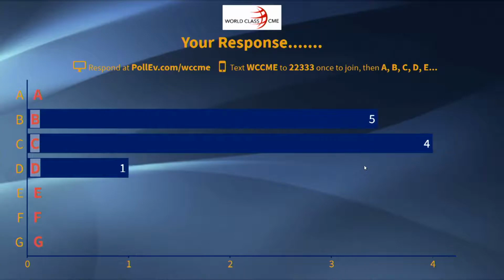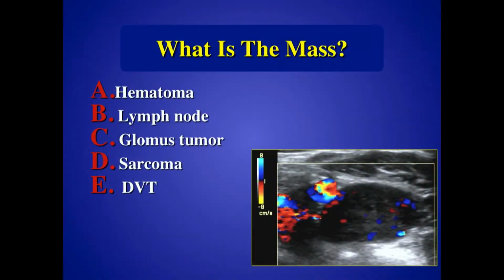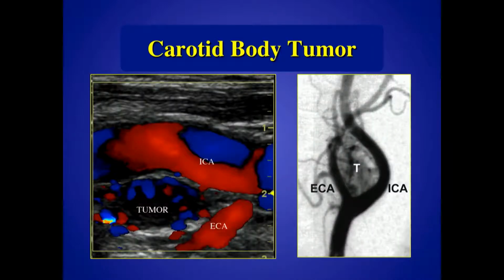Okay, so I think the key to the diagnosis in this case is the location. Think about where lymph nodes occur. Lymph nodes typically don't sit at the bifurcation of the carotid arteries, right? Lymph nodes are typically cervical in location. They tend to be lower in the neck, less commonly up by the branching of the carotid arteries. So when we see a mass that is at the bifurcation, the diagnosis to consider is the carotid body tumor or the glomus tumor. And in this, here's another example.